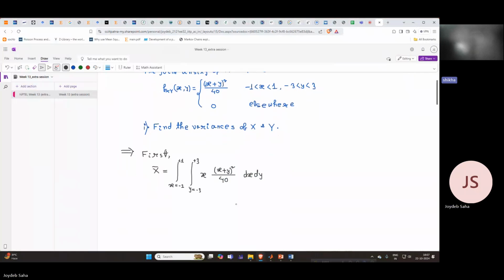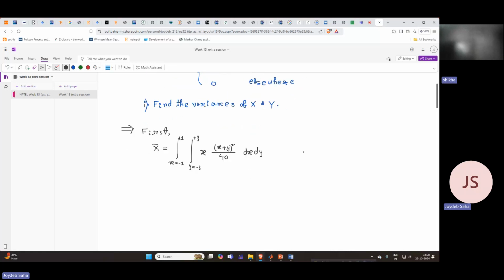Okay, now the thing is that what will be the value of this integral? If we calculate the integral value, we will get 0. Why? Because this is an odd function, and it is -1 to +1, and it is -3 to +3. So directly we will write that it is 0. We can calculate also, right?